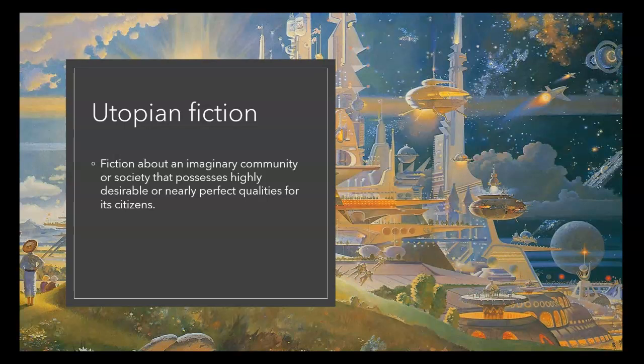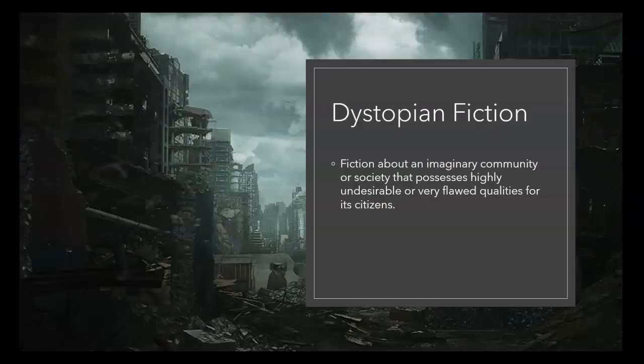Utopian fiction. This is a subgenre of science fiction. Fiction about an imaginary community or a society that possesses highly desirable and nearly perfect qualities for its citizens. Dystopian fiction. Fiction about an imaginary community or society that possesses highly undesirable or very flawed qualities for its citizens. And these are just some of the thousands of genres we encounter in fiction.